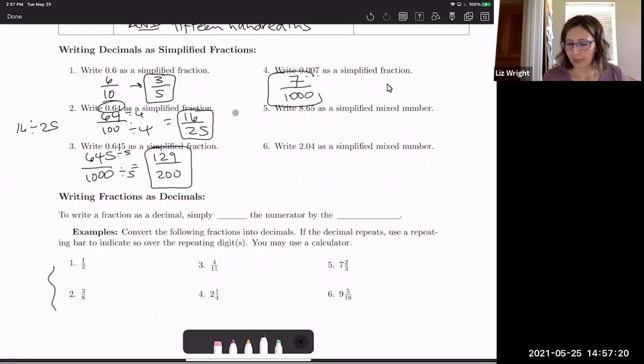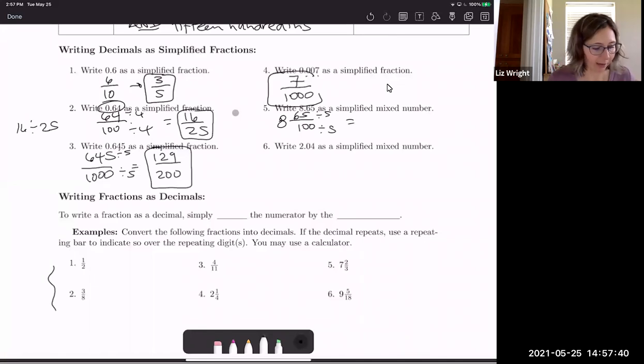The next one says write 8.65 as a simplified mixed number. So it's going to be 8 and 6/500. So 8 and 6/500. See what we can take out. It looks like we could at least take out a 5.